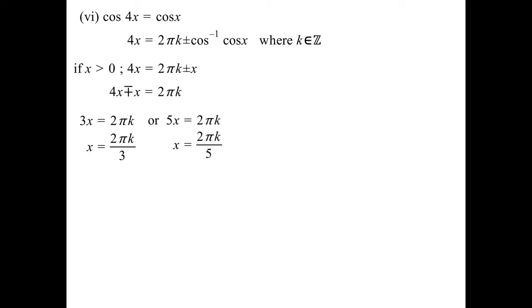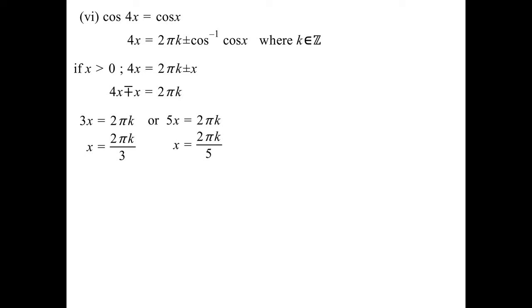Because if x is positive, it will be. So I would get 4x equals 2 pi k plus or minus x, which tells me, I mean, theoretically I've moved it over and I get minus plus instead of plus or minus. It doesn't really matter, you've still got both options there. So either 3x is 2 pi k, so x is 2 pi k on 3, or 5x is 2 pi k, x is 2 pi k on 5. Well, that's if x is positive.